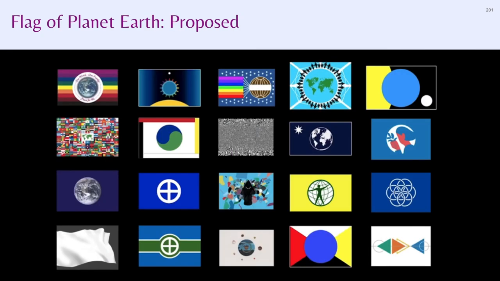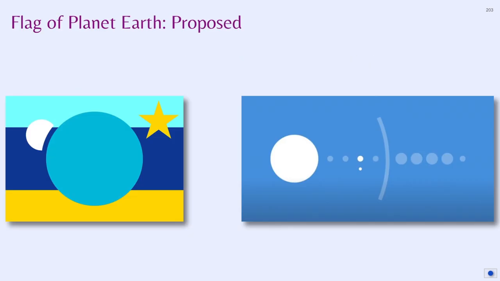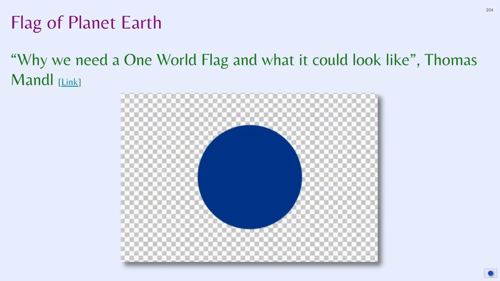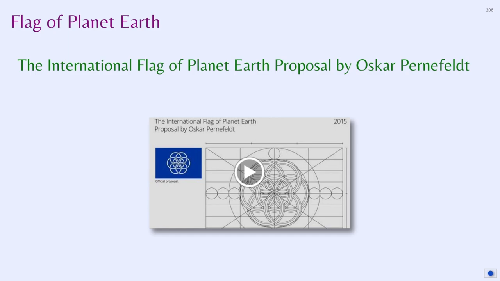Many people have proposed designs for a planet Earth flag, which includes this one, and these. This one, which Thomas Mandel proposes in his TED Talk, is a blue circle on a transparent background. It's the flag I've put in the corner over there on my slides. This is how it would look flying. But perhaps the one with the most traction is this one.